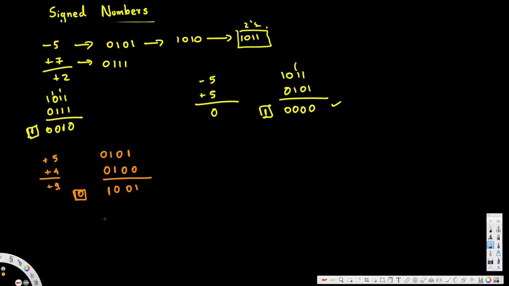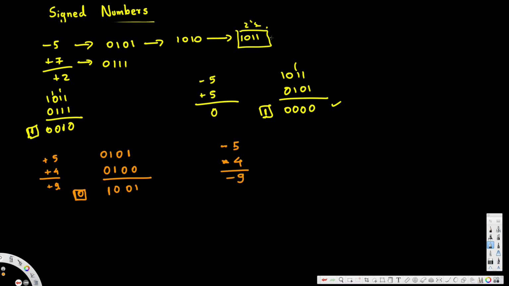Okay, now let's look at another example. Let's see what happens if we add two negative numbers. If you have the same sign and the overflow is 0, it doesn't matter. But if you have the same sign and the overflow is 1, we have to do something. Let's see what that is. Minus 5, minus 4, we should get minus 9.